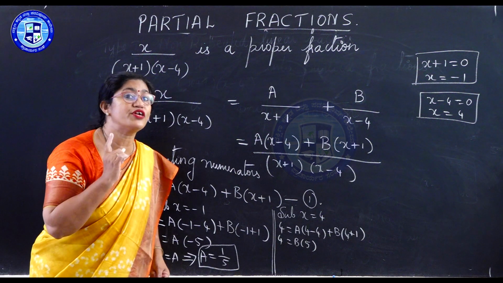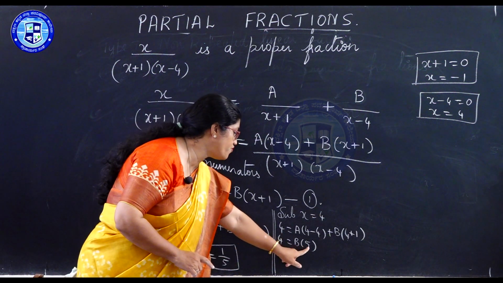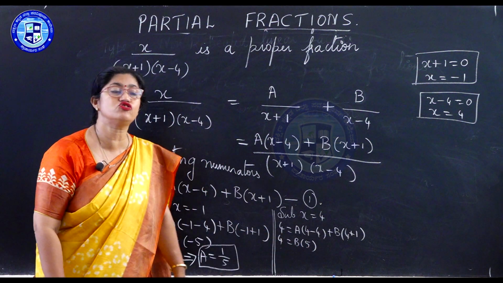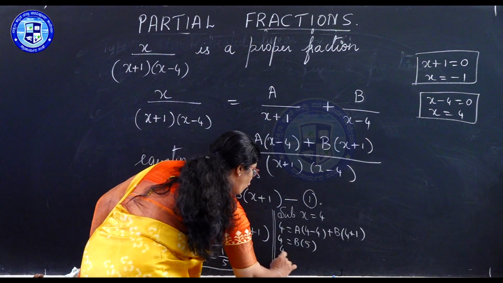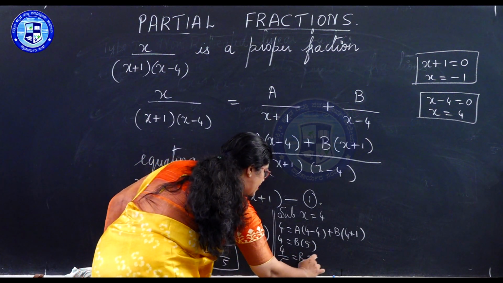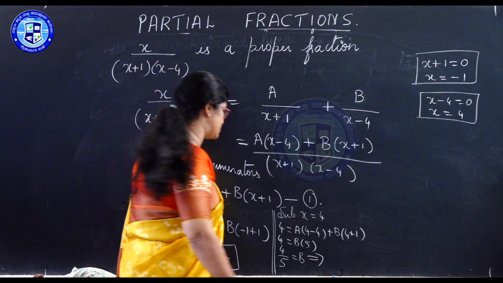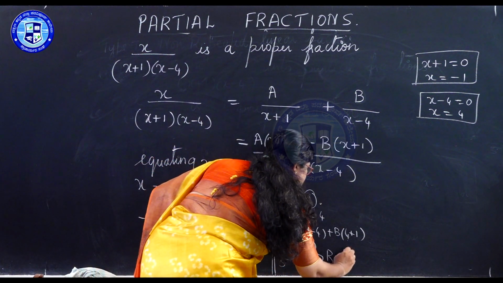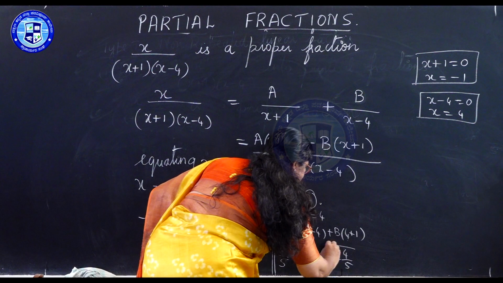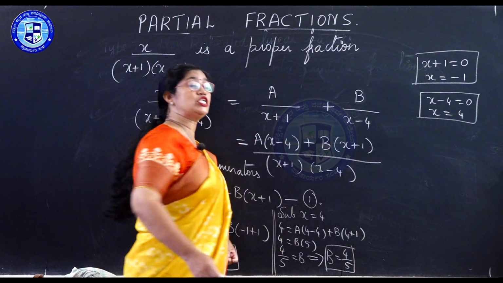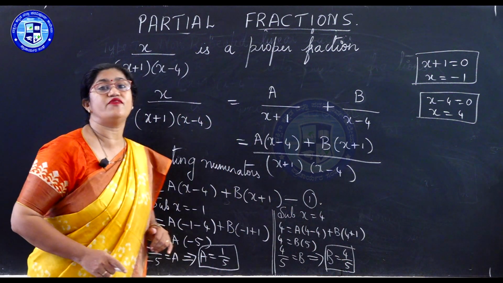Be careful, you want to get B. B will remain here, 5 will come this side, comes to the denominator. 4 by 5 is equal to B, or this implies B is equal to 4 by 5. So I got the value of A and I got the value of B.